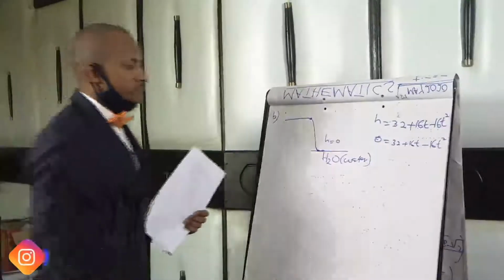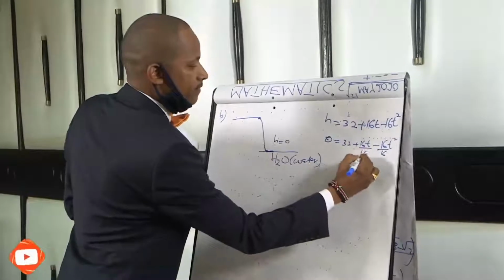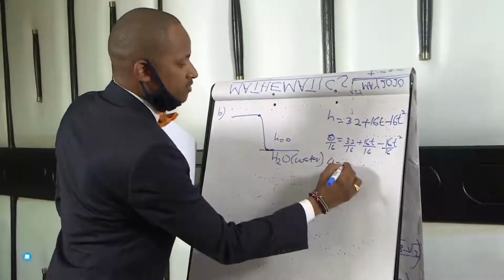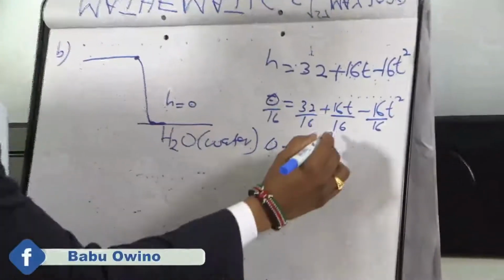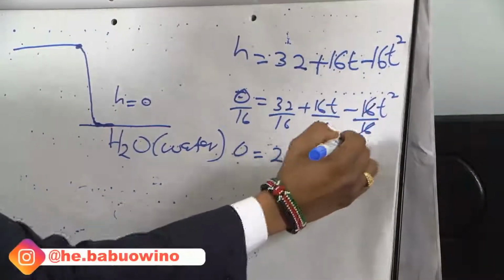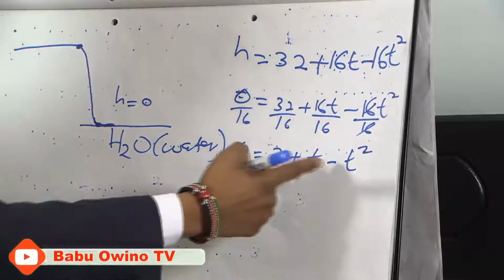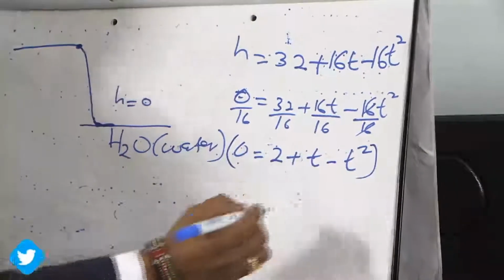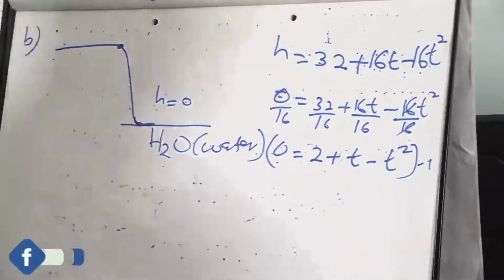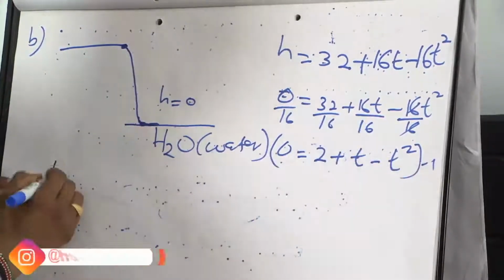With this equation, we can simplify it further because we have a common value here, 16. So we divide by 16. 0 divided by 16 is 0 equals 32 divided by 16 is 2 plus 16t divided by 16 is t minus 16t squared divided by 16 is t squared. So from here, we can multiply all the values by -1 so that at least we start our equation by the highest power of t, which is t squared. So when you multiply this by -1, you get t squared.